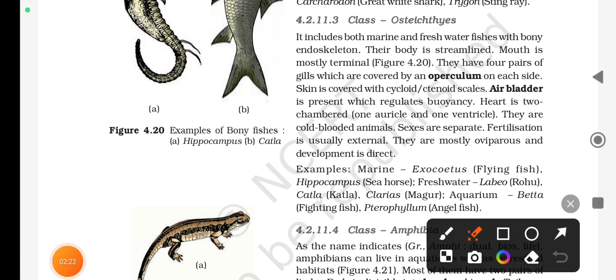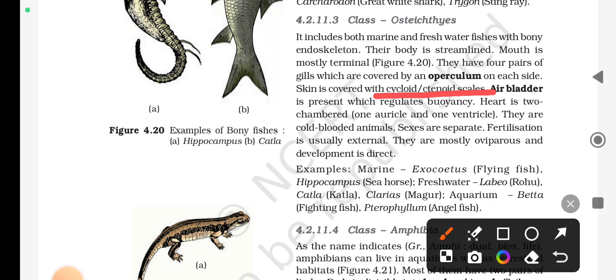See the next one. They have an operculum. Four pairs of gills are present and the gills are covered. So operculum is present in Osteichthyes. Differentiate between Chondrichthyes and Osteichthyes. In Chondrichthyes, operculum is absent. Gill slits are present for respiration. Here the gills are present, but they are covered with an operculum. And the next important point: Chondrichthyes have placoid scales, while Osteichthyes have cycloid scales. You have to differentiate the two.